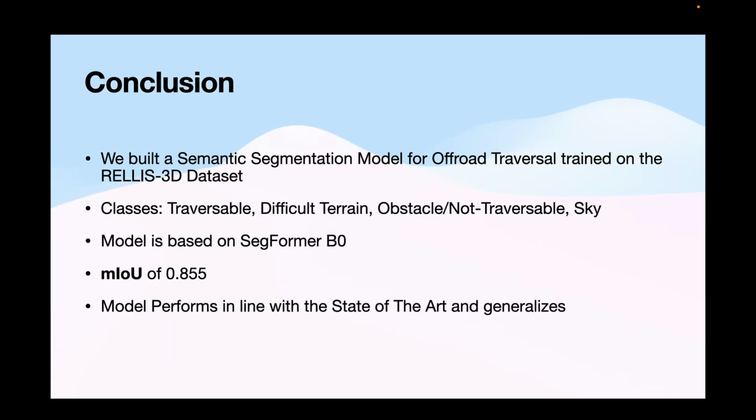That's pretty interesting. So in conclusion, we built a semantic segmentation model for off-road traversable terrain on the RELLIS-3D dataset. Classes include traversable, difficult to traverse, obstacle, non-traversable, and sky. The model is based on SegFormer B0 with an mIoU of 0.855, and it performs in line with the state of the art and generalizes pretty well.